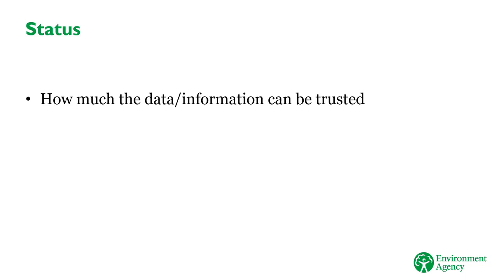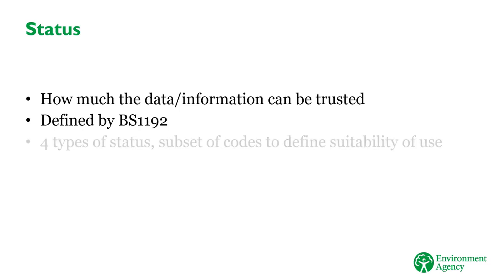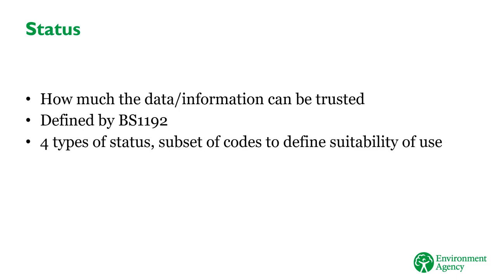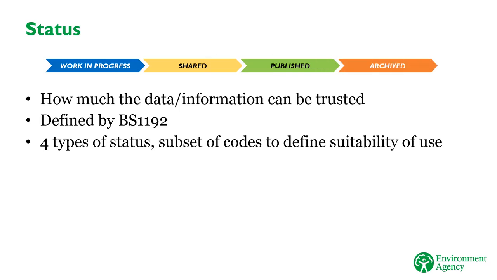Status codes are crucial in BIM, as they provide information about the levels of assurance that has been applied to data or information. In essence, they tell you how much the data or information can be trusted. The statuses are defined by BS1192. There are 4 groups of statuses for accepted information: work in progress, shared, published, and archived. Beneath that, there are status codes that define what the data or information is suitable to be used for. Let's look at these statuses in turn.